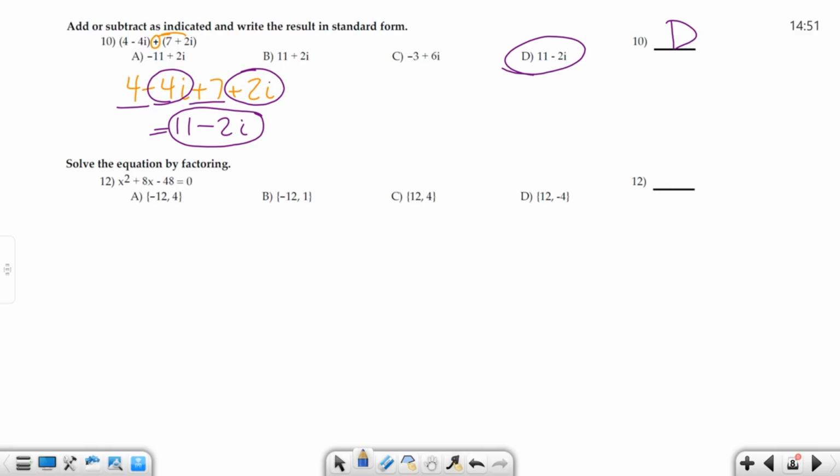Number 12 says solve by factoring. The first thing you have to do is get the whole thing equal to 0. Well, guess what? This is already equal to 0. Then the second thing you do is factor it. 3 terms, no GCF, 1 in the front. That's list method. X and X.